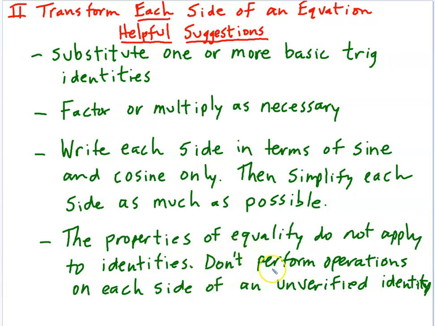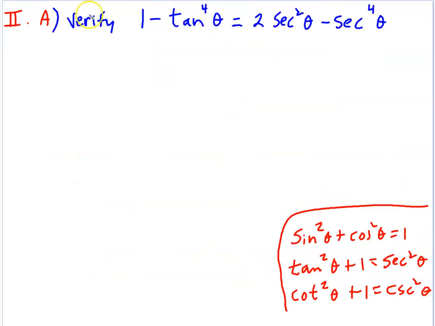So stay away from performing operations on each side of the equation, because basically we haven't truly verified this identity yet. It's not an equation necessarily. We're trying to prove an identity. So here we go. Let's take a look at this one.